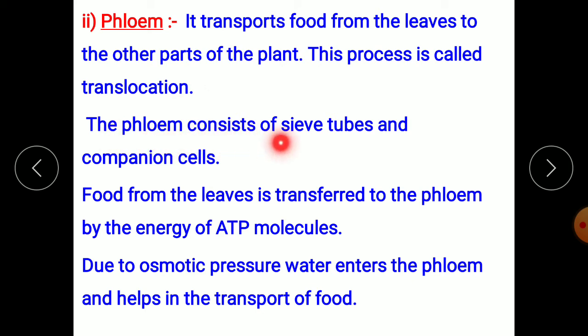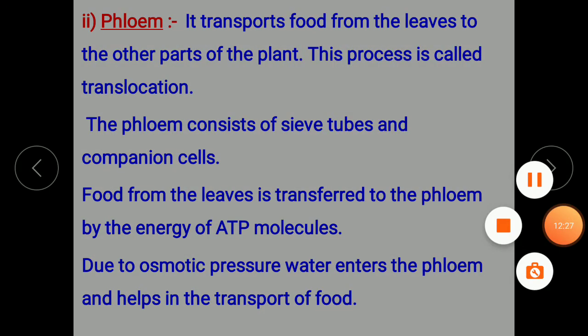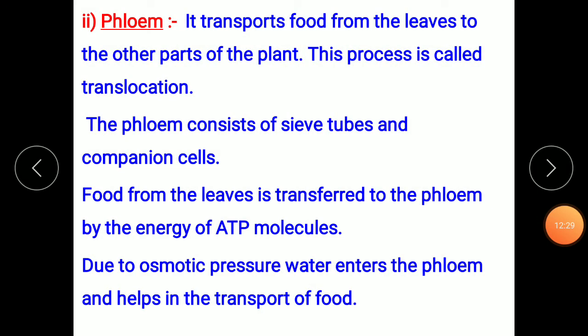The phloem consists of sieve tubes and companion cells. These are mostly living tissue. Mostly living tissues are present inside the phloem. It consists of sieve tubes and companion cells. The sieve tube is the main conducting element of phloem. Besides this, parenchyma and fibers are also there.